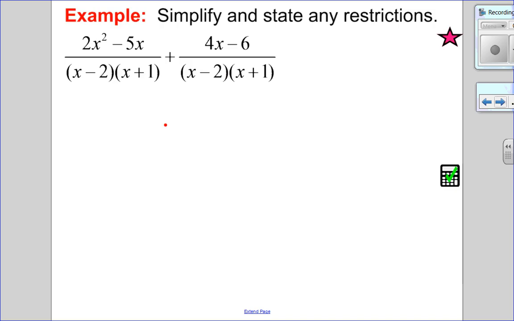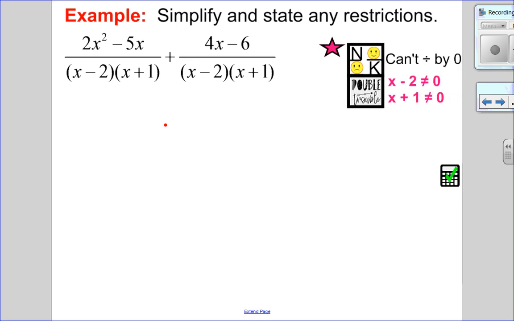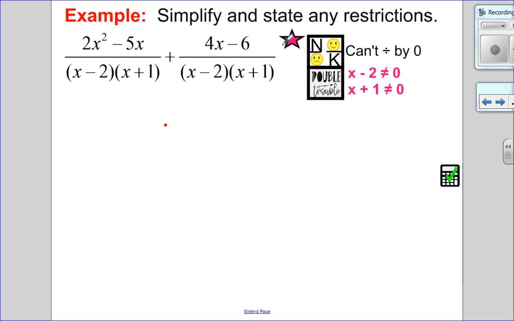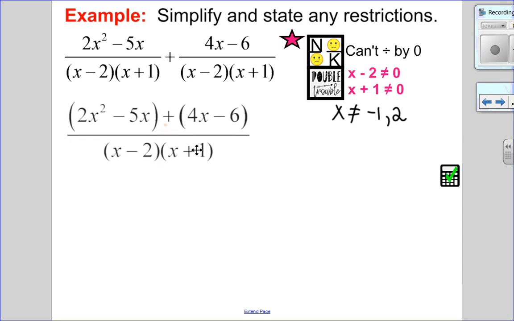Okay, let's look at another example. So I want to state my restrictions. I have 2 factors in the denominator, which means I have double trouble, 2 restrictions in total. So my restrictions are that x cannot be -1 or +2. So now that I've done that, I'm going to group it as one fraction with the common denominator, and I'm even going to use brackets for adding just to be sure I don't make any mistakes.